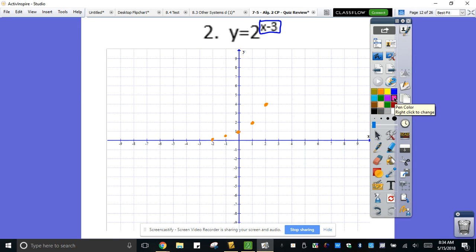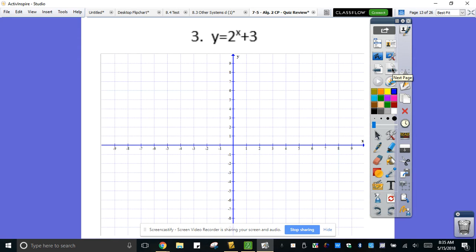But now there's an x minus 3. That tells us to go right 3. If this was plus 3, I'd go left. Since it's minus, I go right. So everything moves to the right by 3 points. And there you have it. The pink points will be the graph of y equals 2 to the x minus 3.